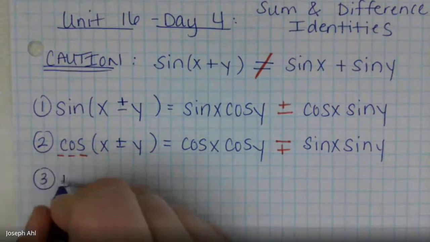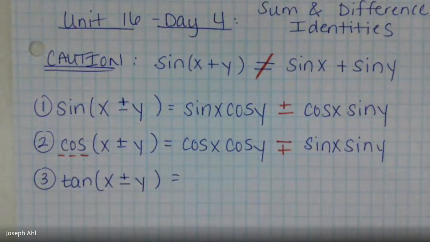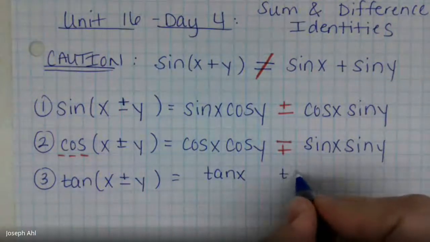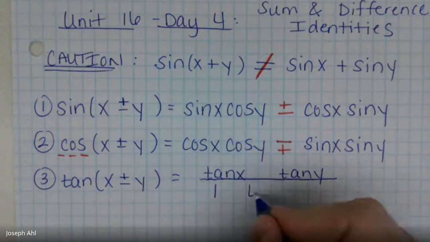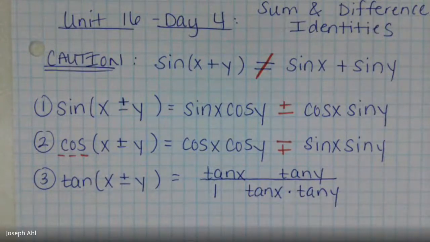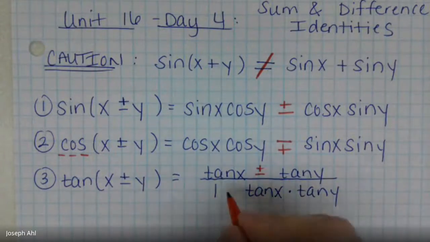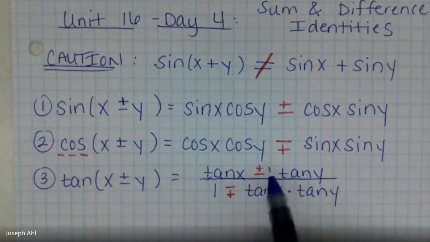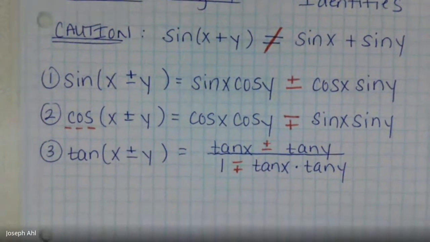And then finally, tan of x plus or minus y is going to be a fraction. The way we represent tan of the sum or difference is going to be tan x, tan y on top, and then 1 tan x times tan y on the bottom. It's tan x plus or minus tan y on top, and the bottom switches to minus over plus. So if it's tan of the sum, it's sum up top, difference on the bottom. If it's tan of the difference, keep the difference on top, and change it on the bottom.